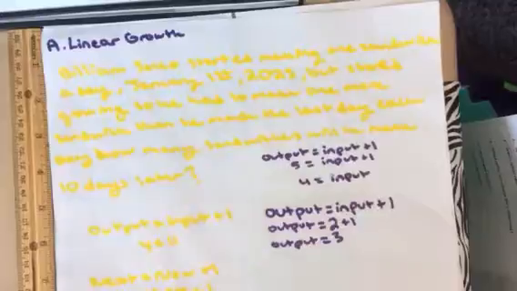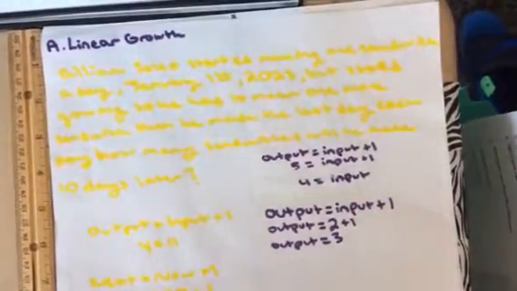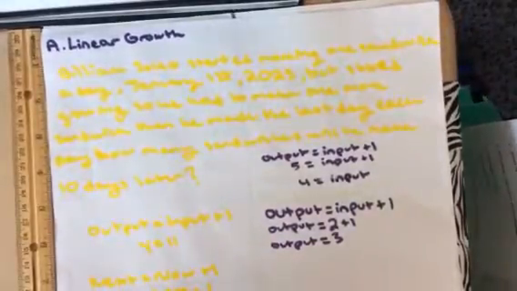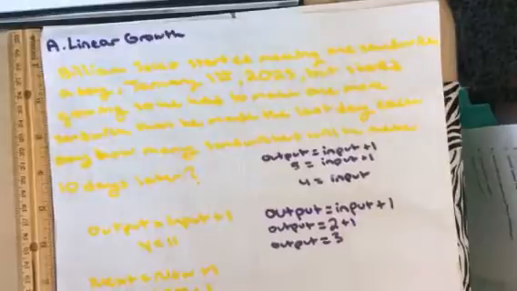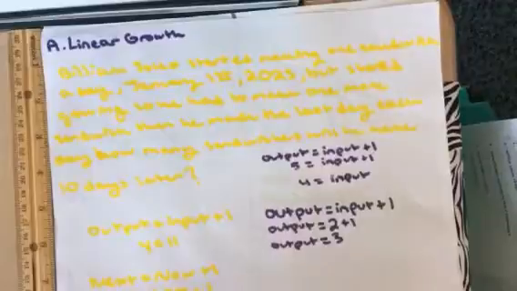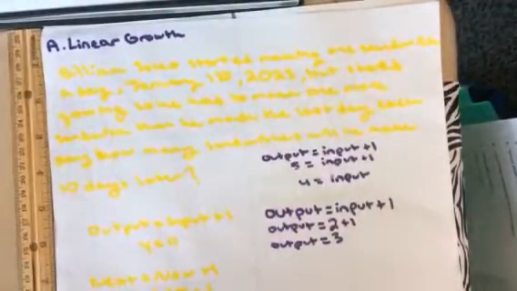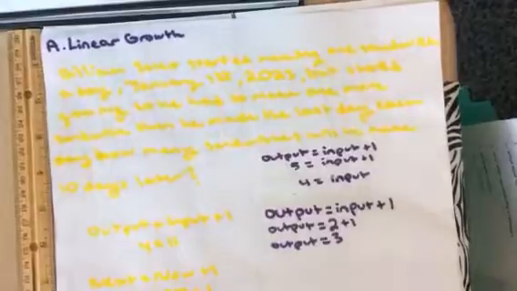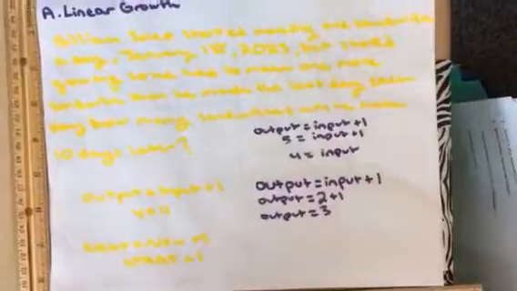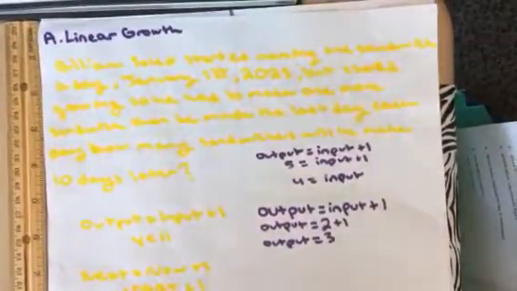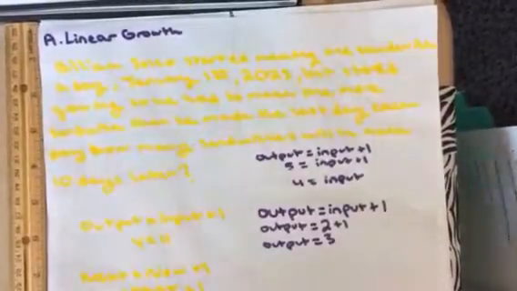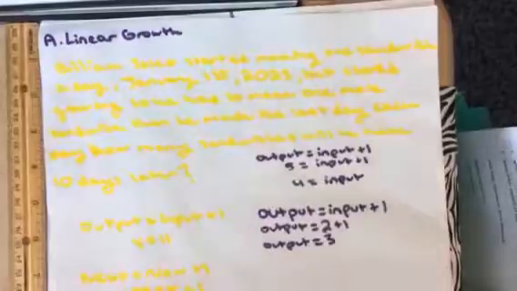William Solio started making one sandwich a day on January 1st, 2025. But he started growing, so he had to make one more sandwich than he made the last day each day. How many sandwiches will he make 10 days later? We have our equation: output equals input plus 1, and if you solve for the problem, that would give you 11.